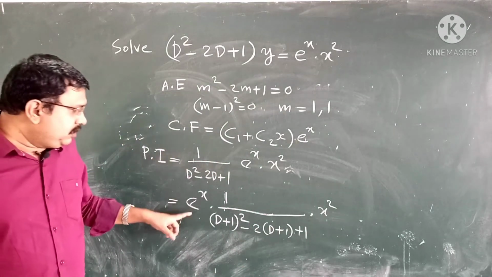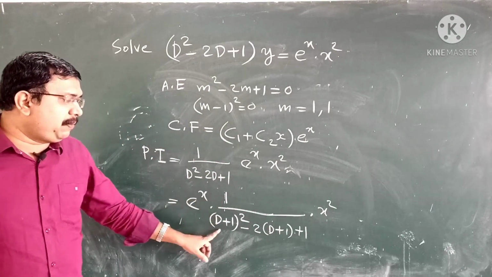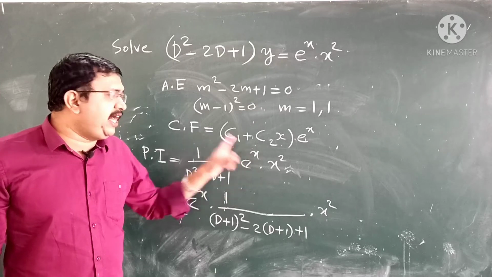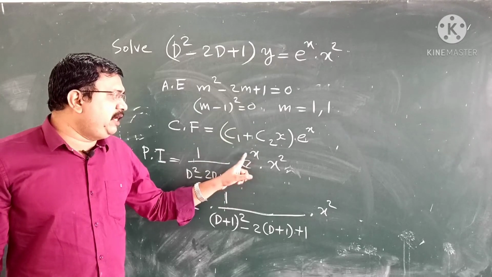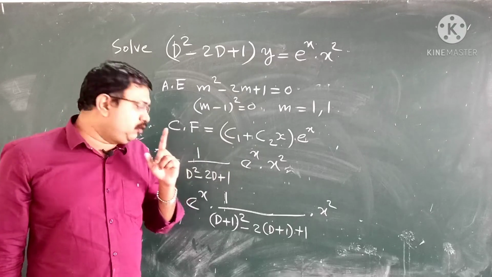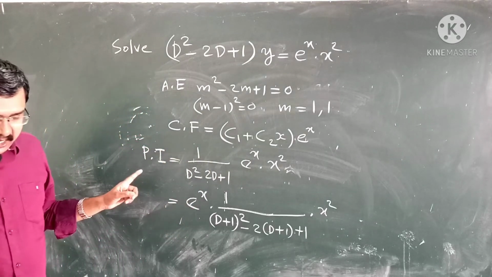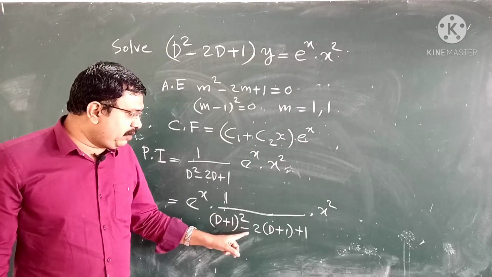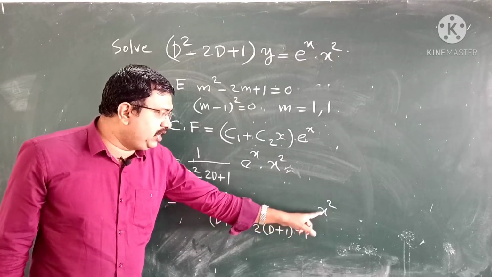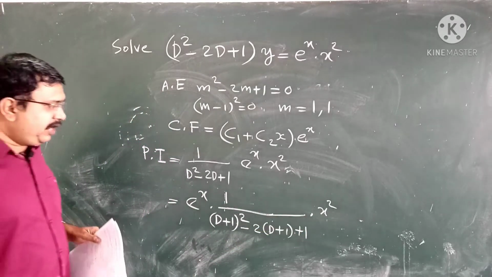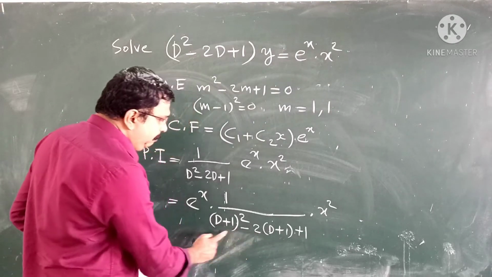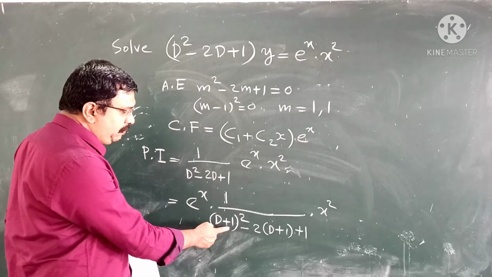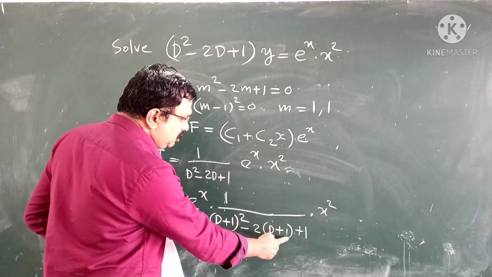Okay. E raised to x into 1 by, we are applying f(D plus a). Here a is 1 because e raised to ax, here it is only x, that means 1 into x. Therefore, here a equal to 1. Therefore, this particular integral is equal to e raised to x into 1 by (D plus 1) square minus 2(D plus 1) plus 1, into x square. Okay. Now we can solve this equation. (D plus 1) the whole square is in the (a plus b) the whole square form. That is D square plus 2D plus 1 minus 2D minus 2 plus 1.